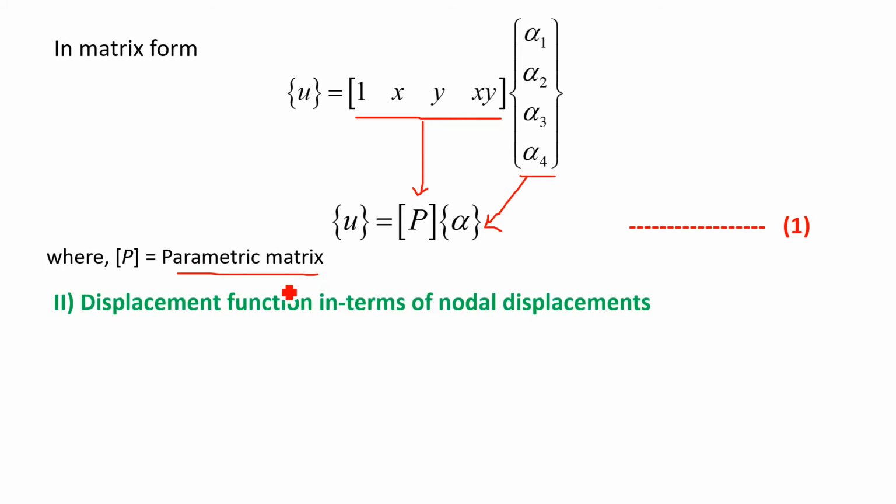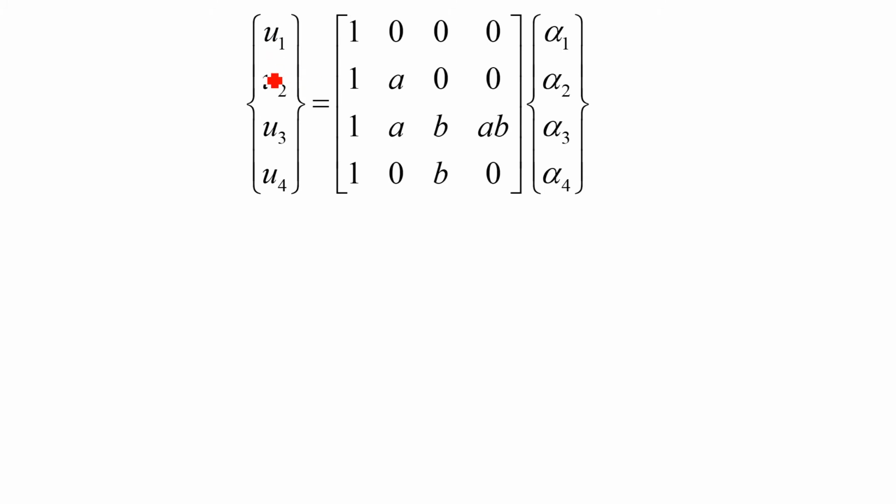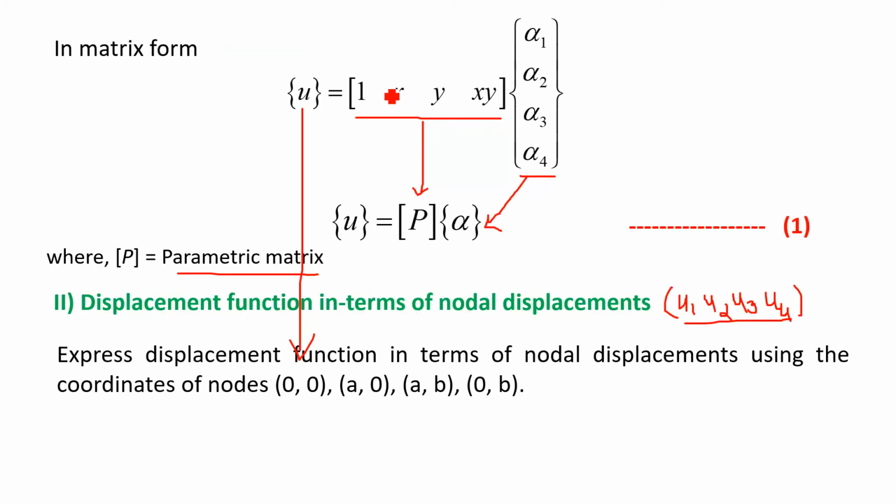Okay. Step number 2 is write down displacement function in terms of nodal displacement. Nodal displacements in x direction are u1, u2, u3 and u4. It means we have to write down the displacement function for 4 nodes now, displacement at the nodes. So that is called as nodal displacement. So to write down nodal displacement in this vector u, replace with u1, u2, u3, u4 because of 4 nodes. This is node number 1, 2, 3 and 4. Now in the parametric matrix, in this row, substitute the coordinates of 4 nodes one by one.